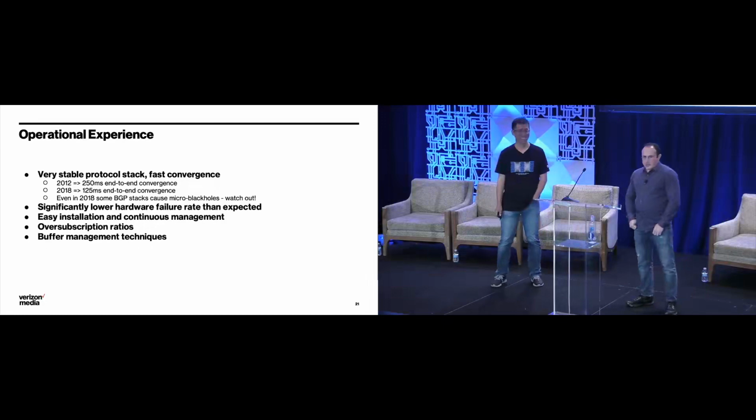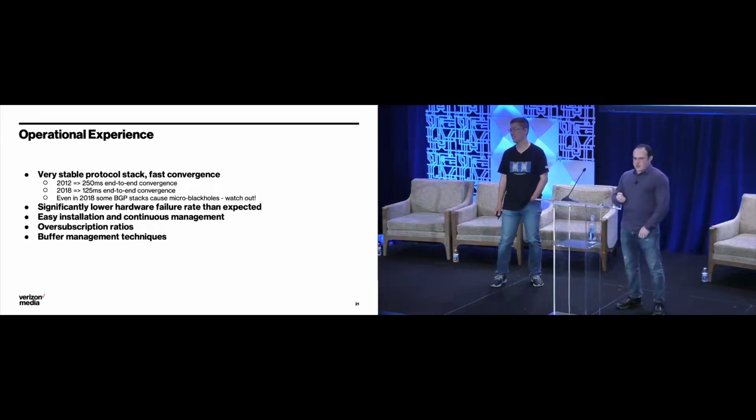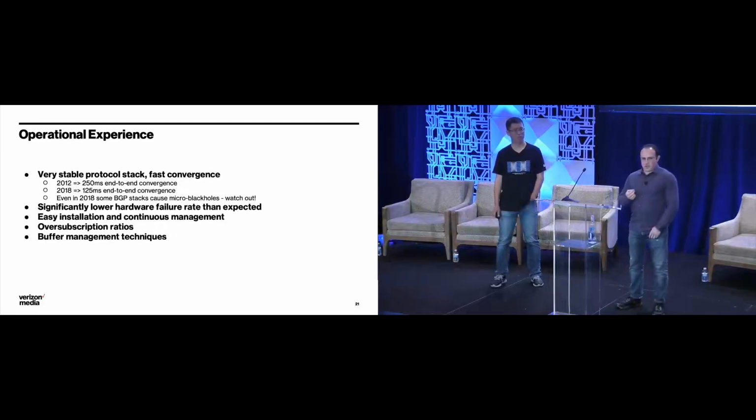Also, buffer management techniques. There's this concept of an alpha value for managing buffers. It basically says, in a shared buffer architecture, what is the proportion of the total buffer that I will allow to a single port bursting? What we found is that the best value in our network, at least, has been alpha 8. Basically, 8/9 of a buffer could be allocated to any given port in order to absorb the microburst.